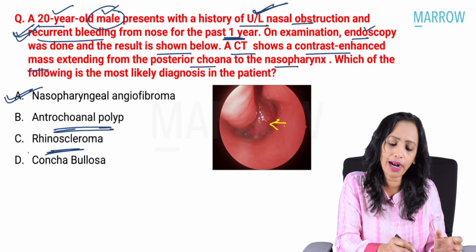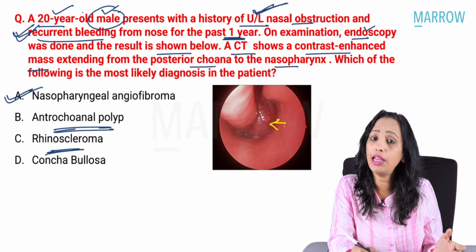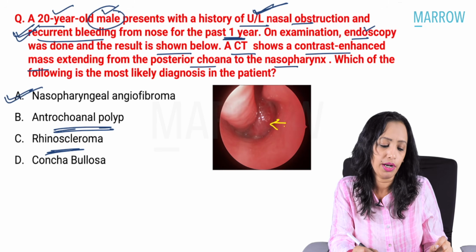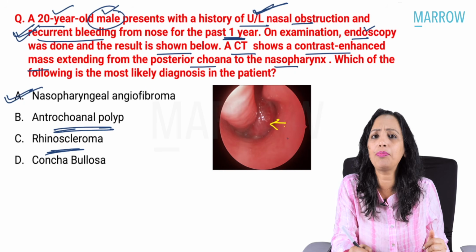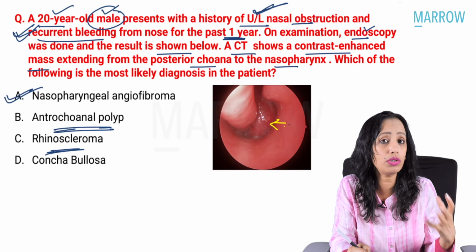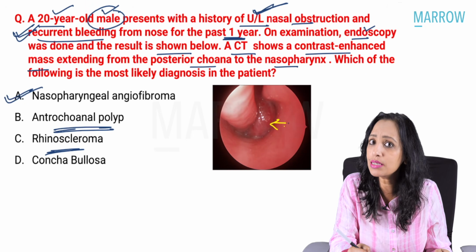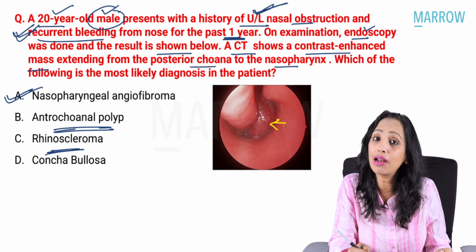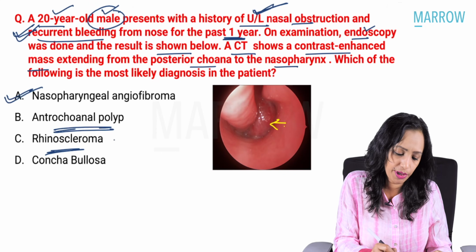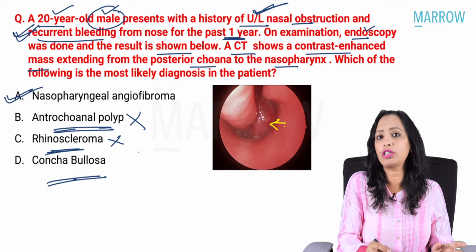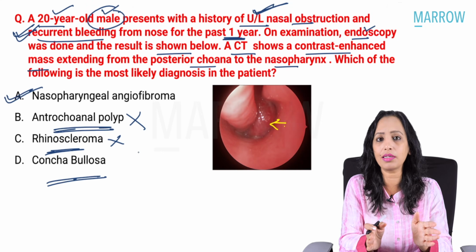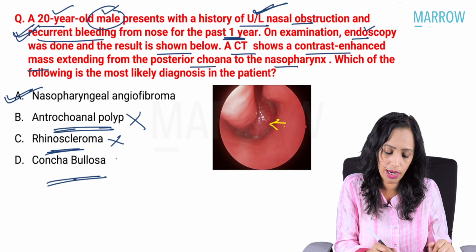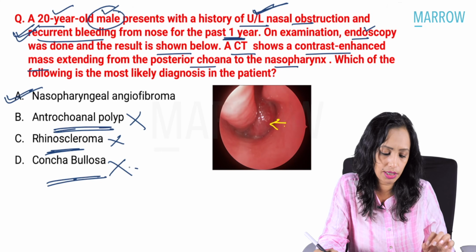Rhinoscleroma at this age can occur, but it usually leads to bilateral involvement and bleeding. This CT appearance, no. What is the appearance of the nose in rhinoscleroma? It is a hard woody nose. Inside the nose you see lots of crust. Yes, you will see granulomas. No, not this. So it cannot be rhinoscleroma. Concha bullosa presentation will not be epistaxis. It can be obstruction only, and CT will show what? Pneumatized turbinate. So again, it is not concha bullosa. So here it is A.